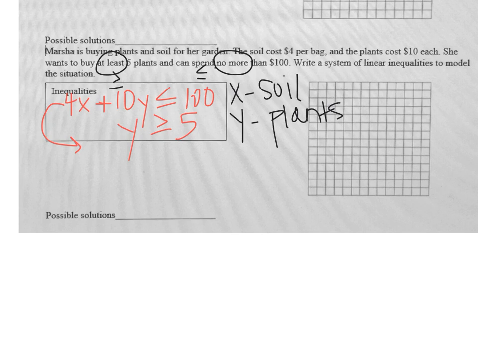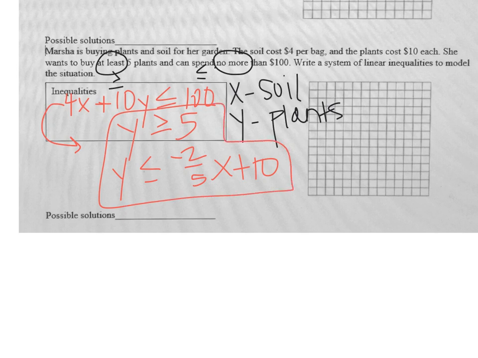So I'm going to rewrite this. After I subtract the 4x over to the other side and divide by 10, I'm going to have y is less than or equal to negative 2/5 x plus 10. Okay, so these are the two that I'm going to end up graphing. So I can go ahead and label my axes by 1. So 1, 2, 3, 4, 5. And then up the y-axis, 1, 2, 3, 4, 5, 6, 7, 8, 9, 10. Because I will need to start at 10 on my y-axis, okay?